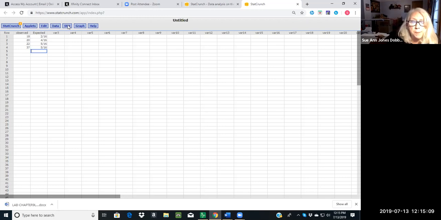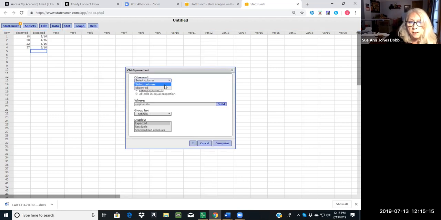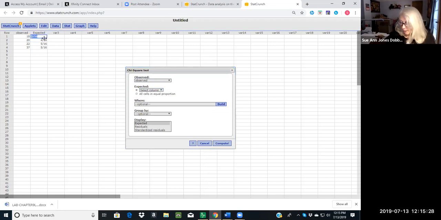Okay, but I'm going to go up here and go back to Stat, Goodness of Fit, Chi-square. The observed are still in the column labeled observed. The expected are in the other one. See, it's not even allowing me to choose that because it already knows there's an error. So 2/16 is 1/8, so that is 0.125. And it may not even allow me to do this.